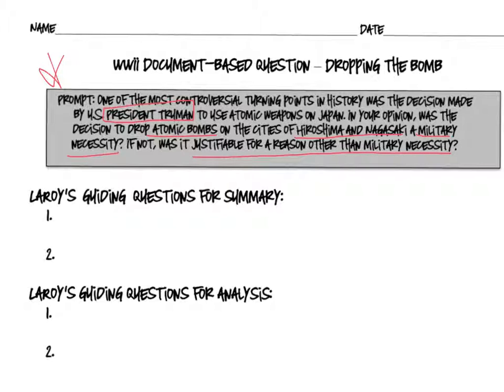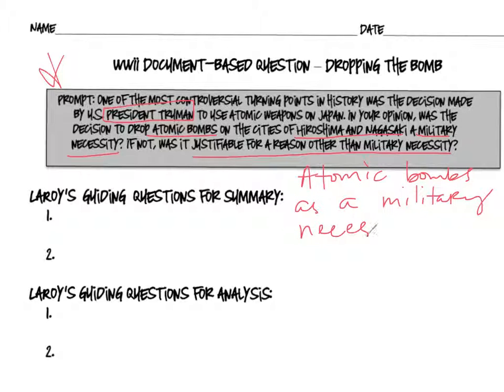Alright, so essentially what we're going to look at is, did we need to use atomic bombs as a military necessity? That writing is awful, but I've said it out loud. So that essentially is what we're going to be looking at as we go through these documents.